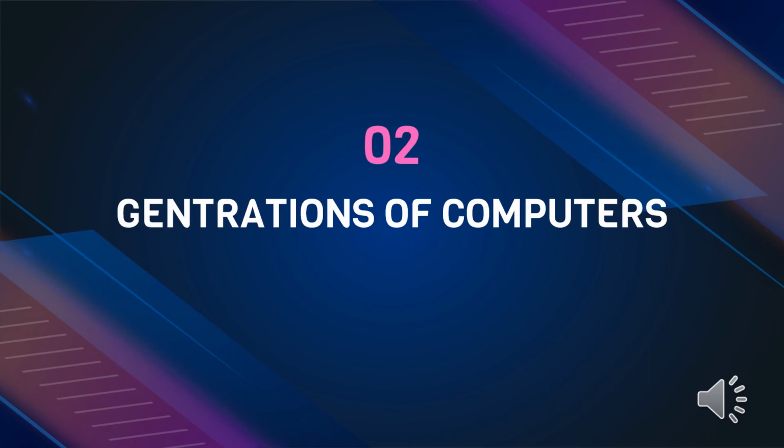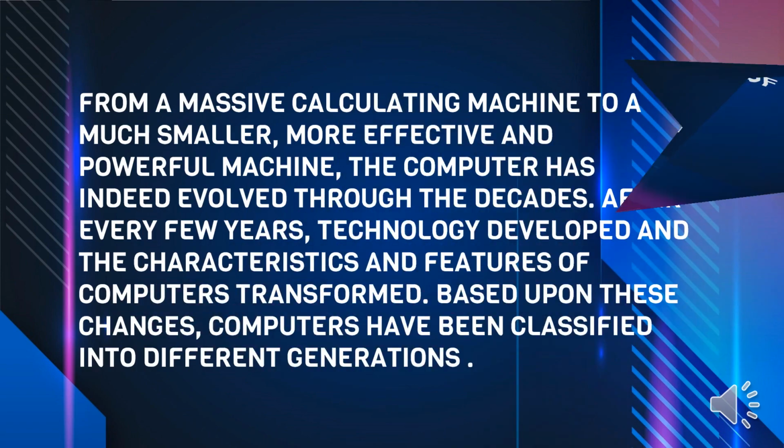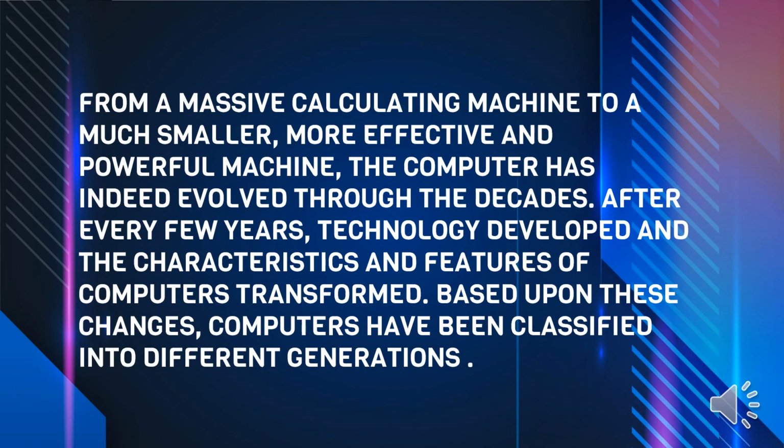Part 2, generations of computers. From a massive calculating machine to a much smaller, more effective and powerful machine, a computer has indeed evolved through the decades. After every few years, technology developed and characteristics and features of computers transformed. Based upon these changes, computers have been classified into different generations.